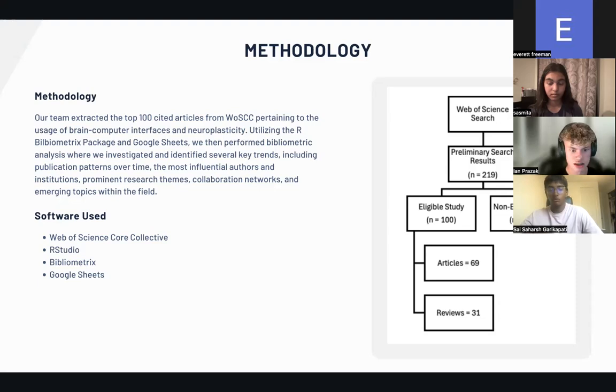So, once again, to reiterate, some of the software we used was the Web of Science Core Collection, which is the WOSCC, RStudio, Bibliometrix, and Google Sheets, but you can optionally use Excel or any other sheet formatter. And you can see this flow chart here within our Web of Science search. At first, we grabbed around 219 articles. We decided to concisely trim it to around 100. And these particularly consist of 69 unique articles and 31 literature reviews.